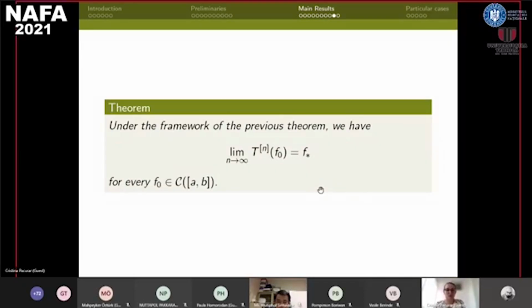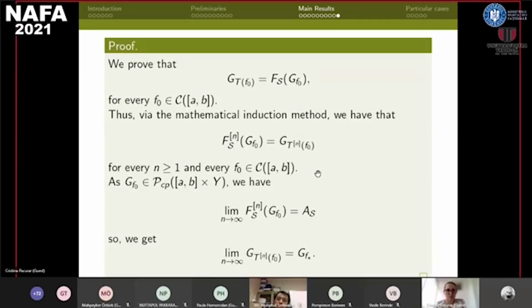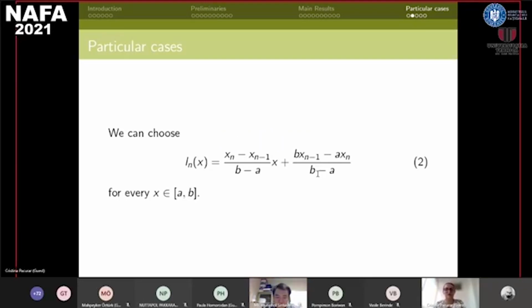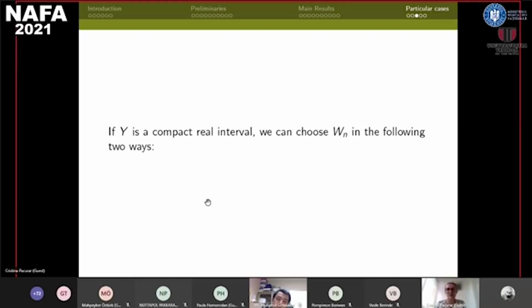And the last theorem, under the framework of the previous theorem, we've also proved that the limit as n approaches infinity of t composed with itself n times for every f0 in C of AB is actually the interpolation function f star. In particular cases, we can choose the family of homeomorphisms Ln in the following particular way, for every x in the closed interval AB. And for y being a compact real interval, we can choose wn in two ways.